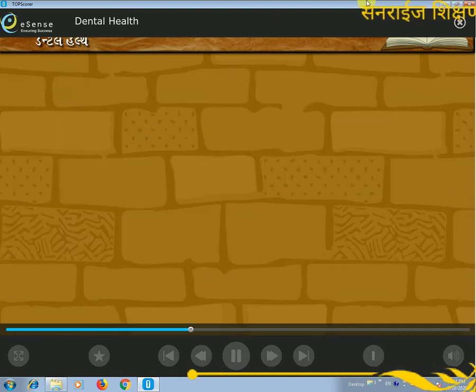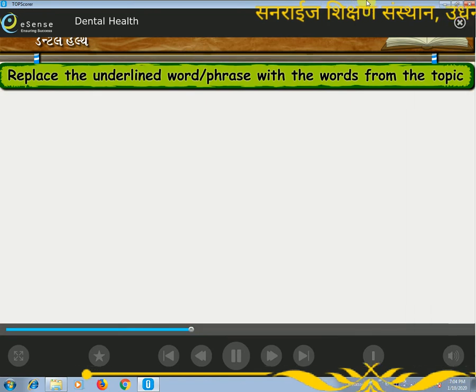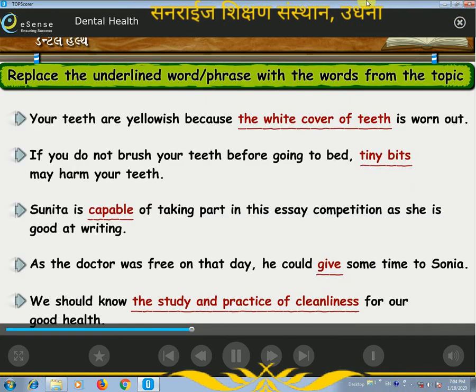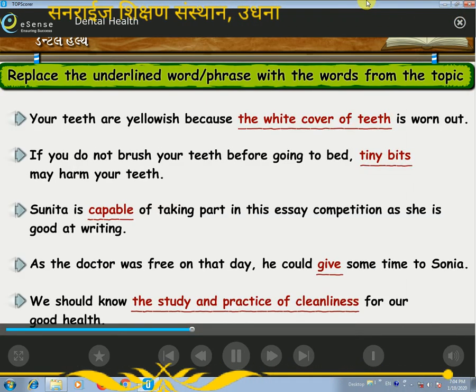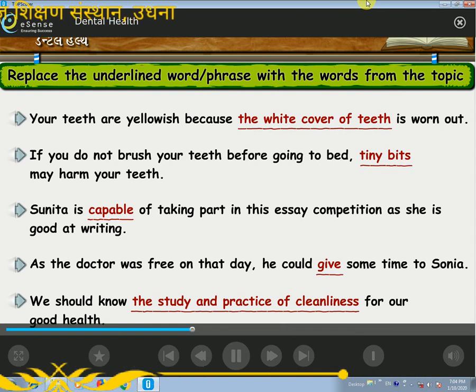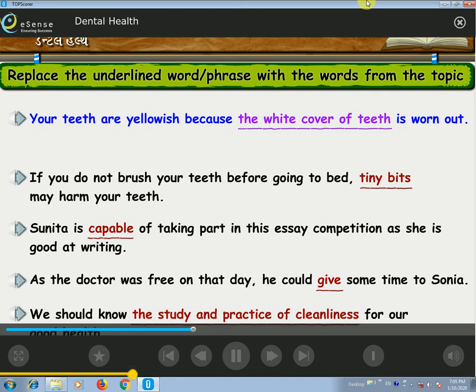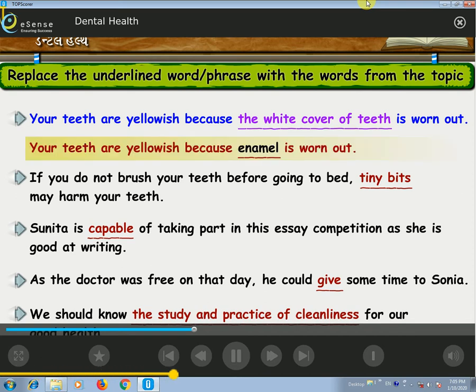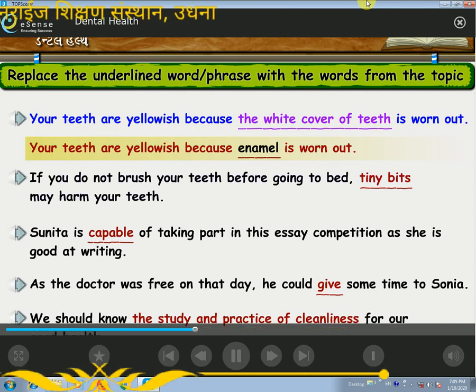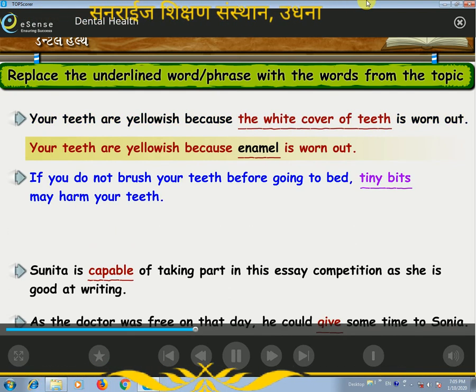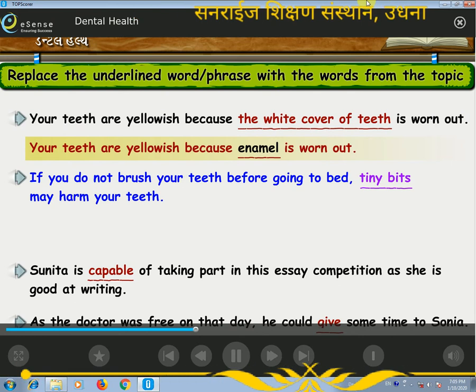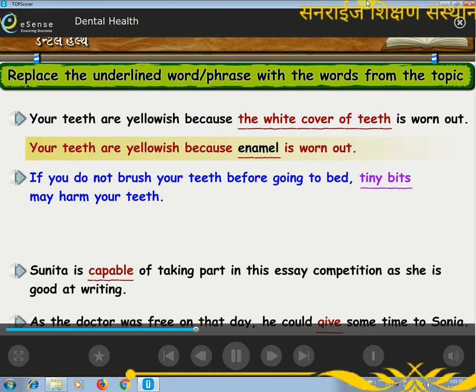Now let us read the given sentences carefully and replace the underlined word or phrase with the words from the topic. Your teeth are yellowish because enamel is worn out. If you do not brush your teeth before going to bed, food particles may harm your teeth.